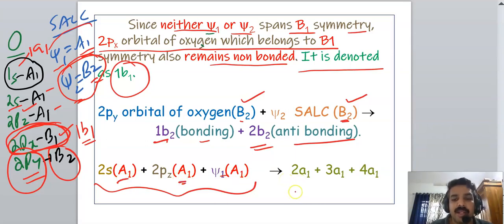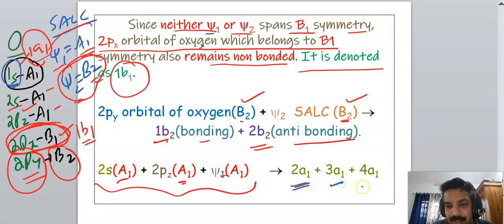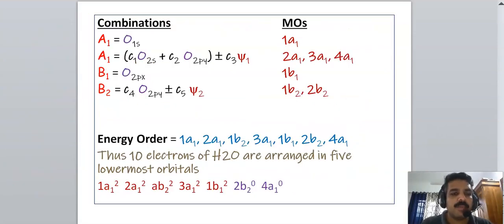They are named as A1. Already one A1 is here, from the 1s orbital. So these are denoted as 2A1, 3A1 and 4A1. Okay, clear? So these are our combinations.